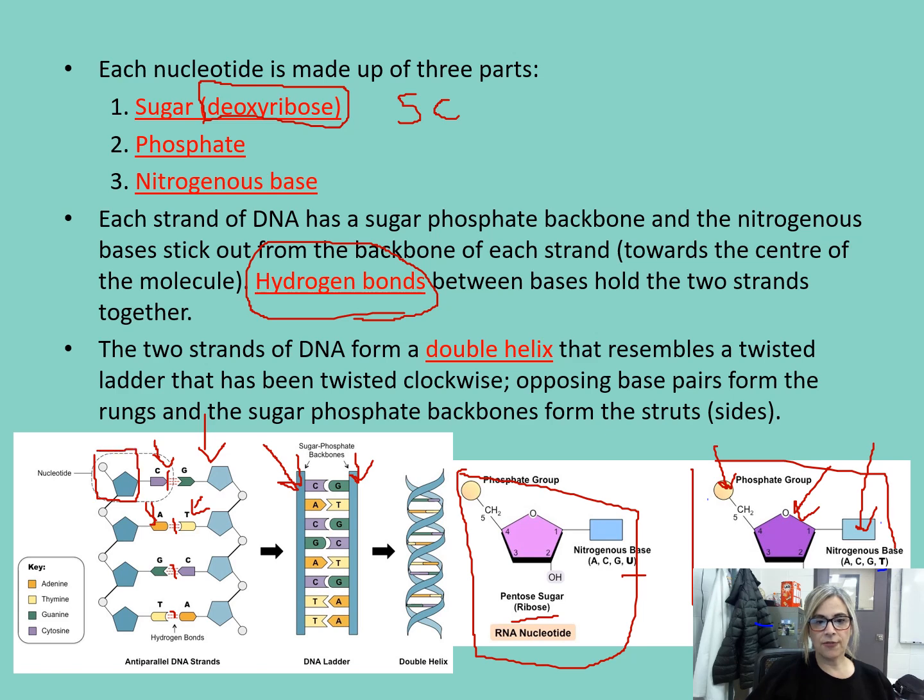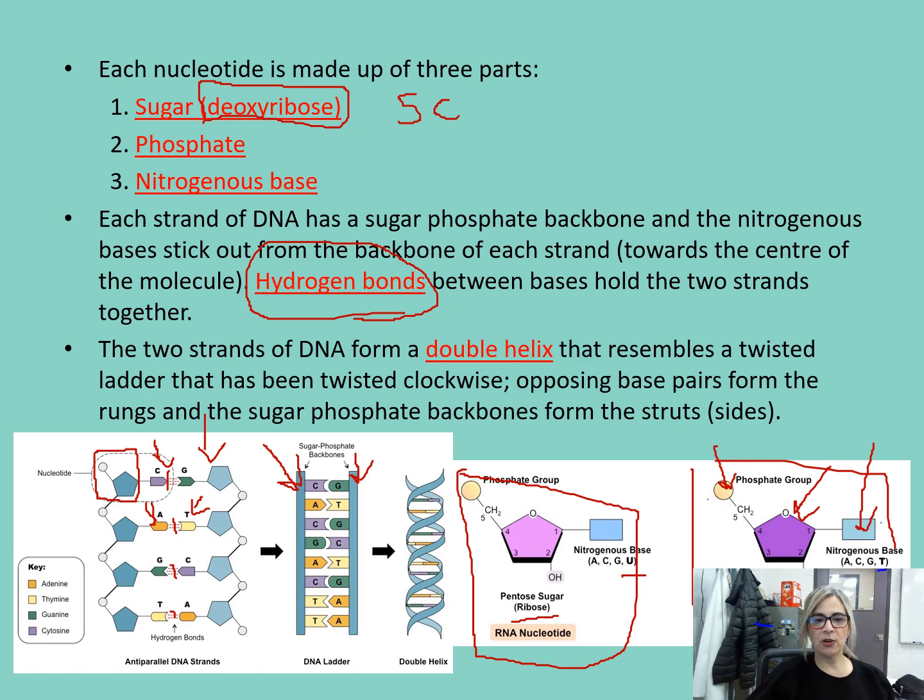So the phosphate and the deoxyribose sugar on both sides of the DNA molecule make up the sides of that ladder. And the other important thing to remember is that the sugar phosphate backbone is the same for all living things. It doesn't matter if you're a snail, a human, a chimpanzee, or an amoeba, doesn't matter what kind of living thing you are, the sugar phosphate backbone is identical for all living things. What makes us different is our sequences of base pairs, okay?